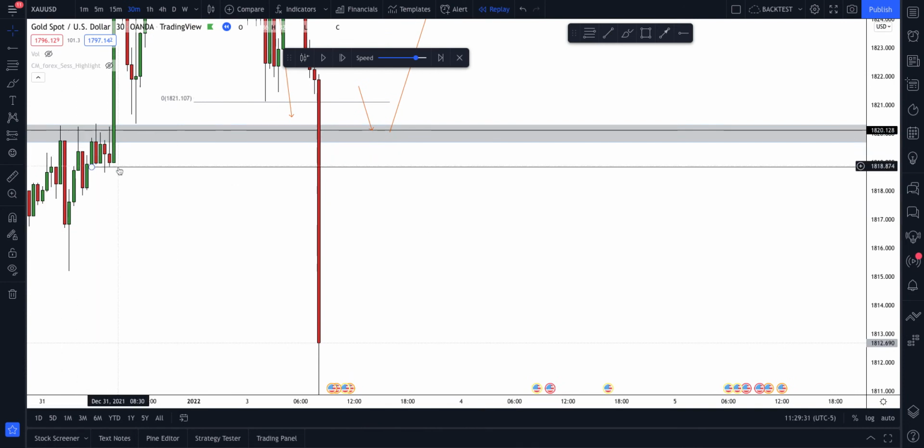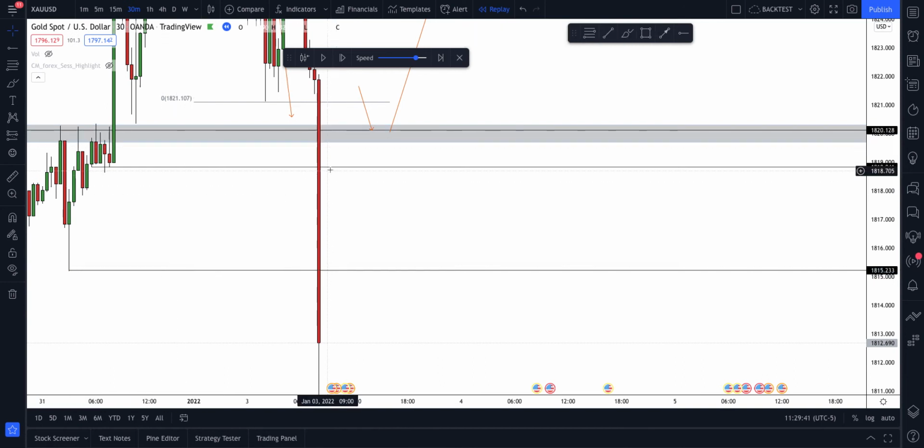Anything below this is a safe haven for me up until here or here. For here, definitely. To here, it's safe. From here to here, it's the safest entry for me. Or you can wait for a break and retest if there's a retest.